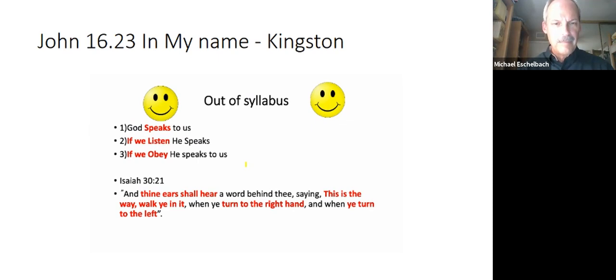I want to quote this verse, Isaiah 30:21. And thine ears shall hear a word behind thee saying, this is the way, walk in it, when you turn to the right or turn to the left. God guides us. In my life, I have experienced this verse very supernaturally. 20 years back, when I got married, I met my wife the first time. It was an arranged marriage. My parents took me to her house. I saw my wife for the first time.